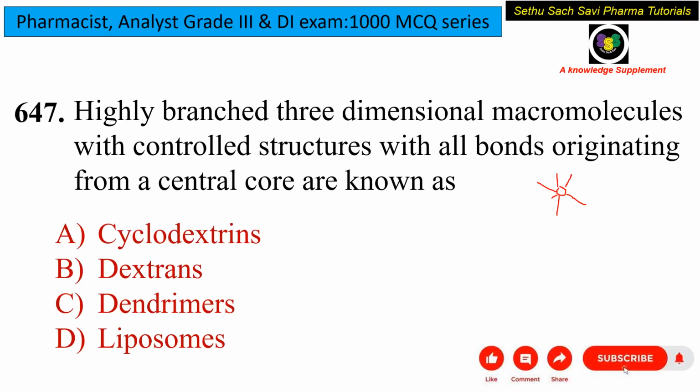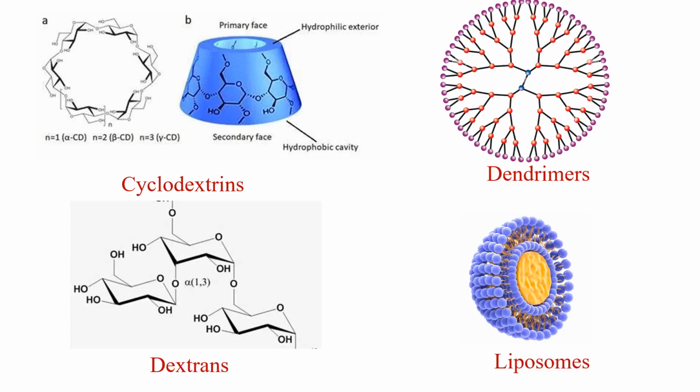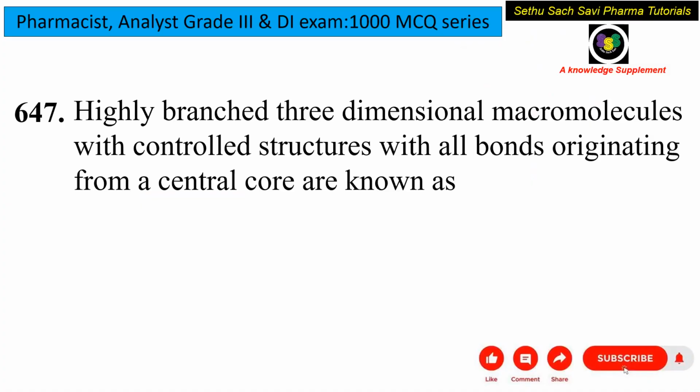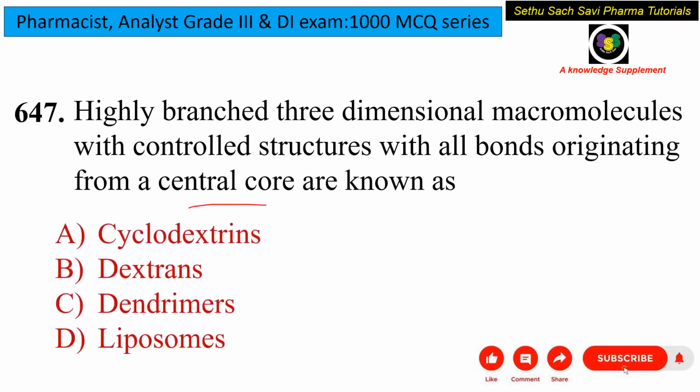Okay. Now coming to the structures. As you can see, the cyclodextrin, dendrimers, dextran, and liposome. Dendrimer is a particular formulation in which there is a central core and it is highly branched. All these branches are originating from the center. Right. Now, let's see the question again. Highly branched 3-dimensional macromolecule with controlled structure with all bonds originating from the center core. Right. So, what will be the answer for this question? It will be dendrimers.